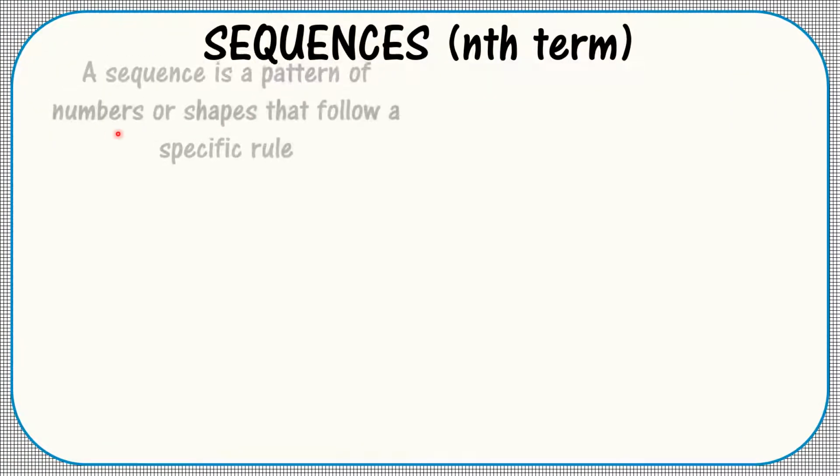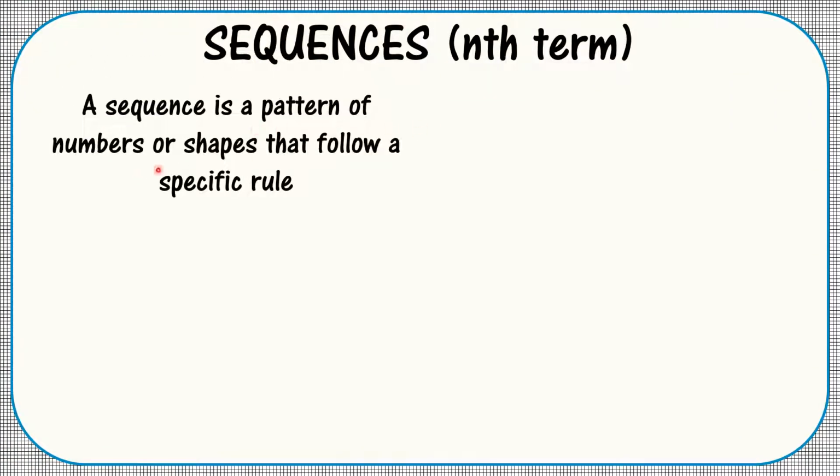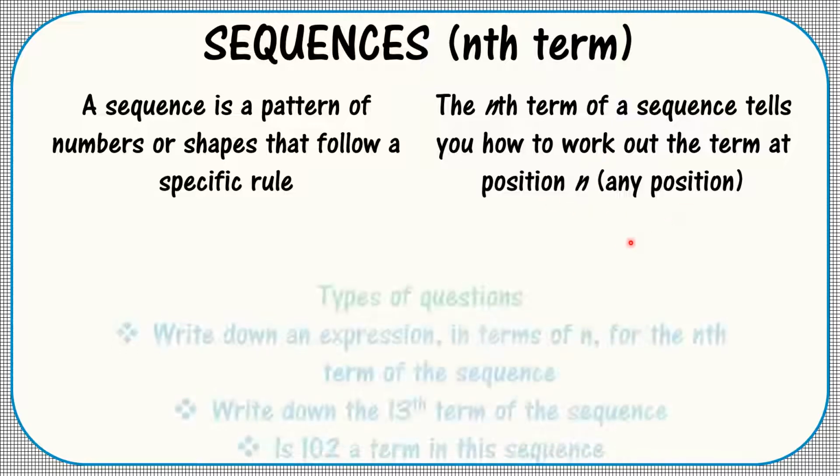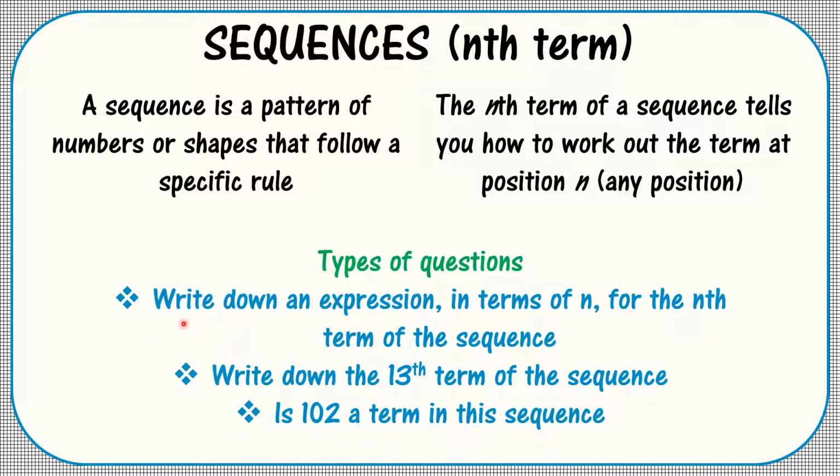For sequences, a sequence is a pattern of numbers or shapes that follow a specific rule. The nth term of a sequence tells you how to work out the term at position n, and n can be any position in this sequence. The types of question that will occur: it will tell you to write down an expression in terms of n for the nth term of the sequence. It will also ask you to write down, for example, the 13th term of the sequence, and finally it will give you a value and ask you, is this number a term in this sequence?